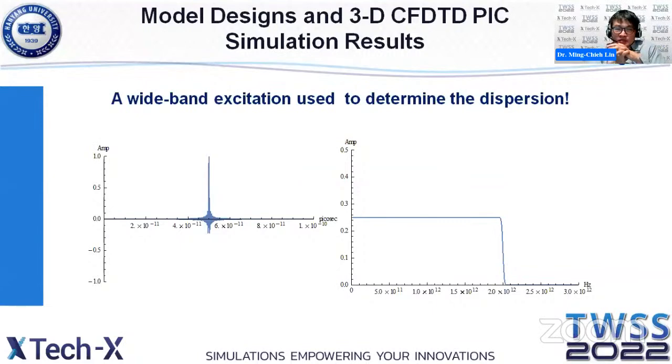However, for this dielectric loaded waveguide, determining the dispersion is not trivial. So we need to use a wideband excitation signal to determine the dispersion relation. I used Mathematica to generate a pulse, and this pulse represents a wideband signal. On the right-hand side, you can see the FFT of this signal. It covers frequency from 0 to terahertz, which is the frequency range we are interested in. If you know the function form of this time-dependent signal, you can implement it easily in VSim. So we can excite exactly the same signal in FDTD simulations.